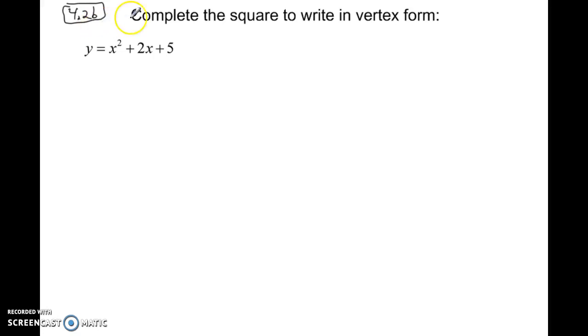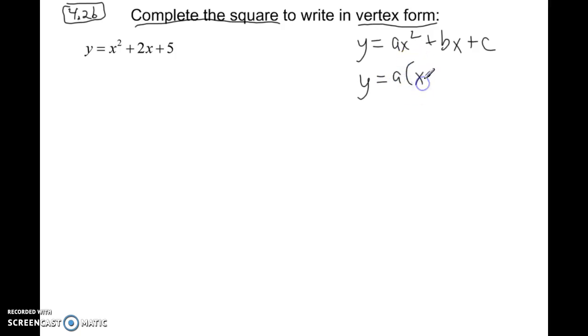So today we're going to do lesson 4.2b, mainly about completing the square, but we'll also talk about vertex form and standard form of a quadratic. So when we talk about standard form, it's something like this: y equals ax squared plus b times x plus c. You can see that this is clearly the standard form, and we'd like to convert this to vertex form. Vertex form is y equals a times x minus h squared plus k.